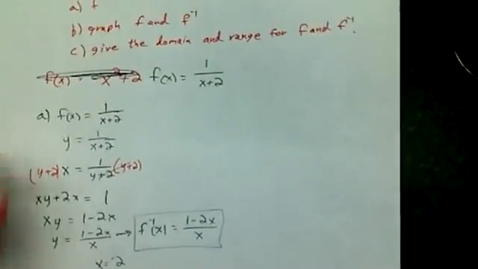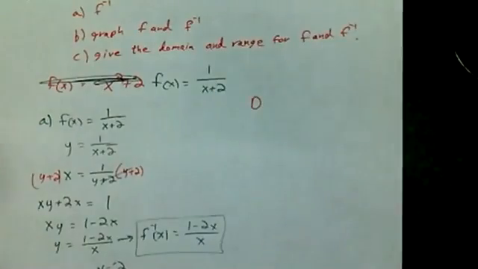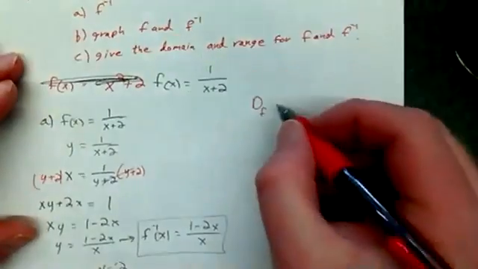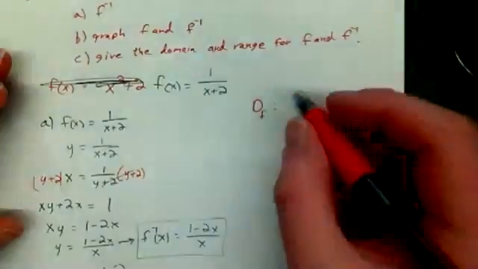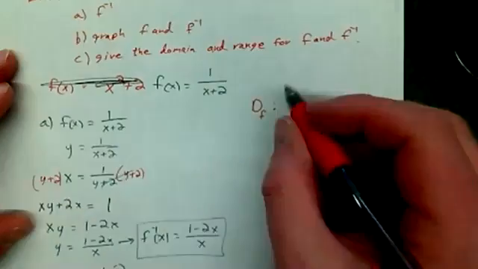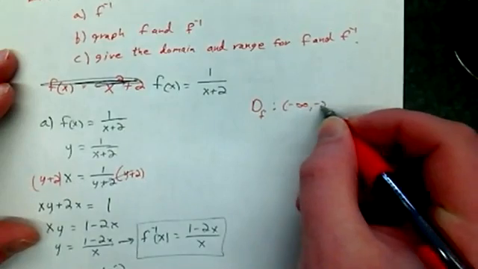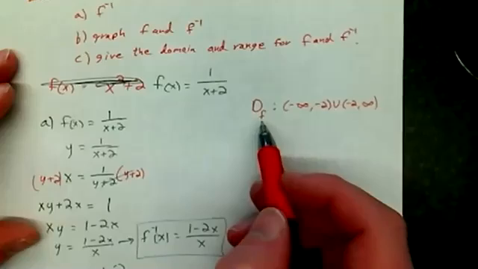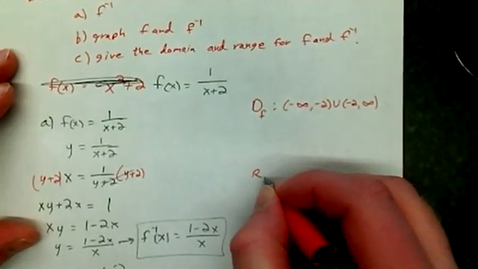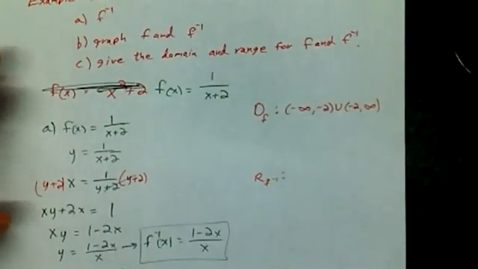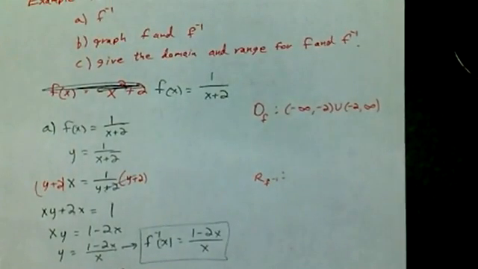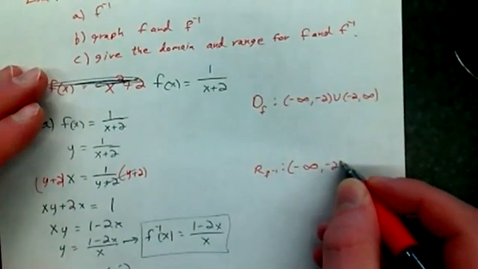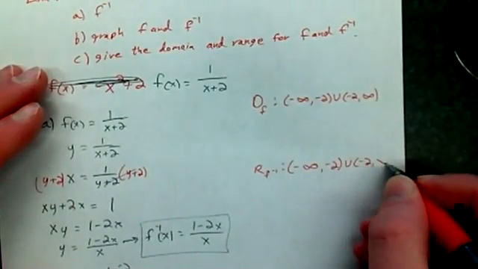Last question is domain and range. So what is the domain of f? The domain of f we know is everything but -2. So that's going to be -infinity to -2 union -2 to infinity. If I know the domain of f, that means I know the range of f inverse. I just realized I forgot to do the range on the last one. It's all real numbers. So that should match the range of my inverse, because the domains and ranges get switched.